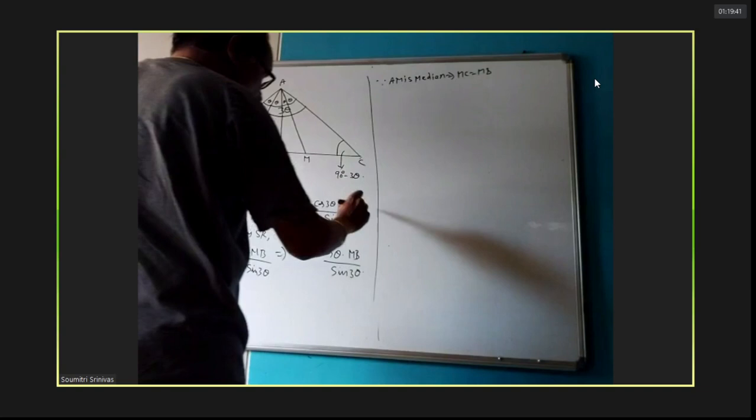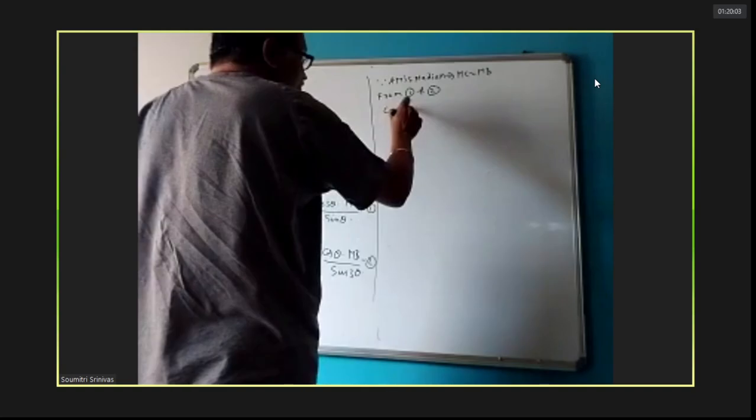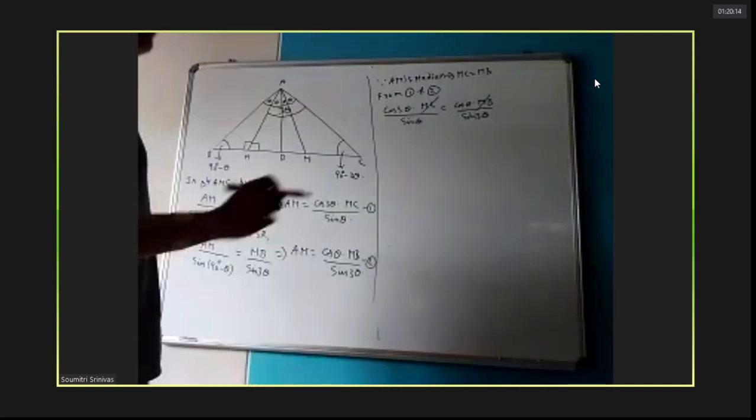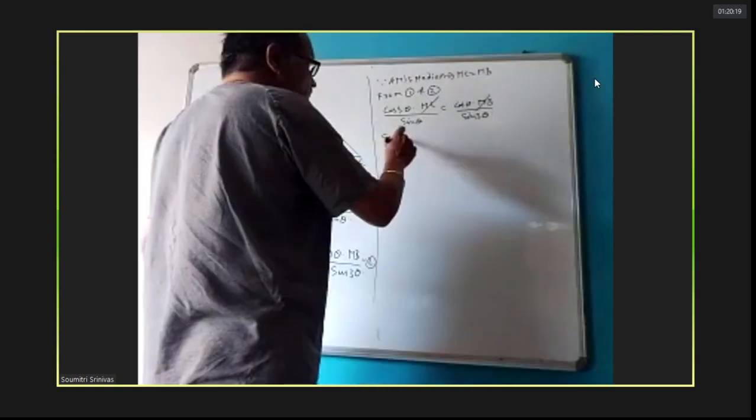So we have cos 3 theta by MC equal to cos theta by MB. MC and MB cancel off. Cross multiply, what do I get? Multiply by 2 on both sides: 2 sine 3 theta on the left hand side and 2 sine theta on the right hand side. What does it imply?